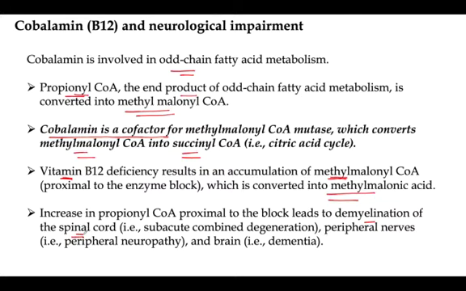Predominantly, and to some extent to the peripheral nerves and the brain. So if I look at it as a collective, there will be subacute combined degeneration, peripheral neuropathy, and dementia. So cobalamin deficiency leads to neurological impairment or neurological insufficiency, and this is the particular mechanism. This mechanism is important because often it is asked in the assessment.